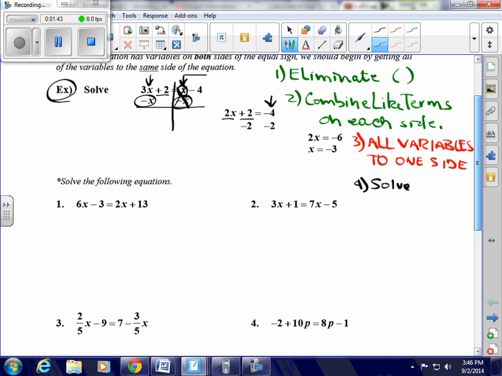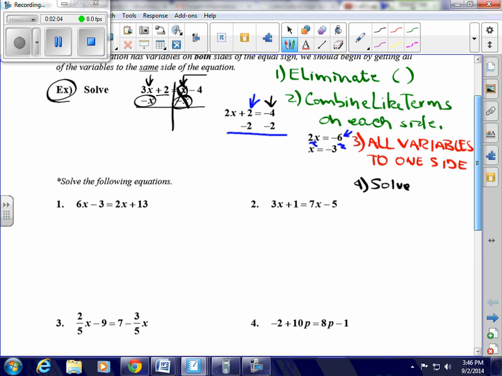Now we have an equation where there's just a variable on the one side, which is what we've been dealing with all this time. So I'm going to cancel this 2 by subtracting it from both sides. And now I get 2x is equal to negative 6. Dividing both sides by 2, I get x is equal to negative 3.